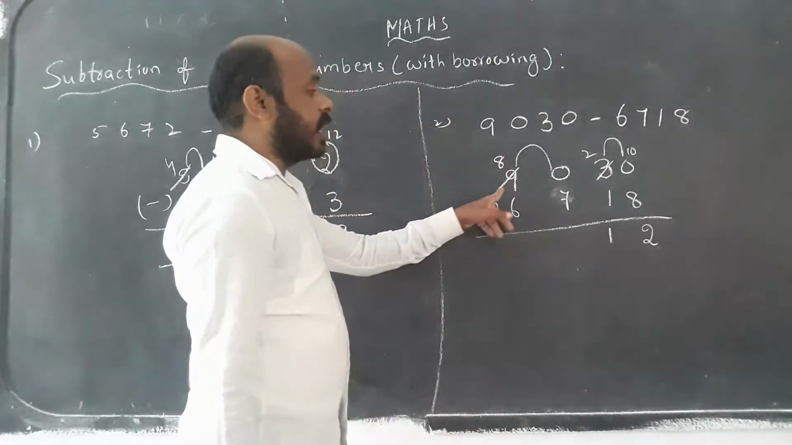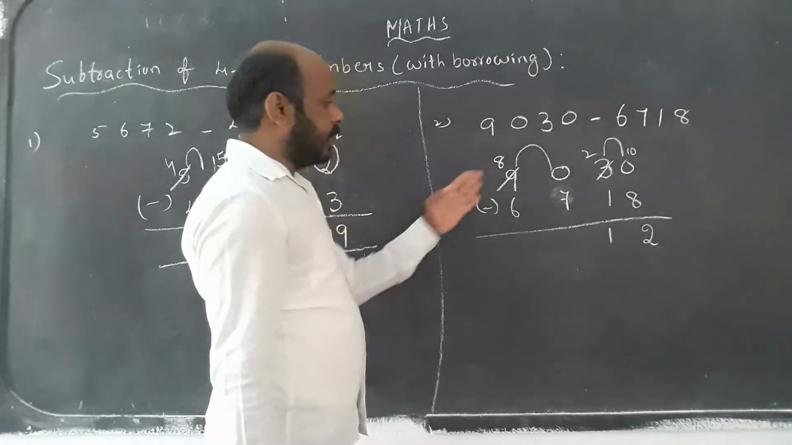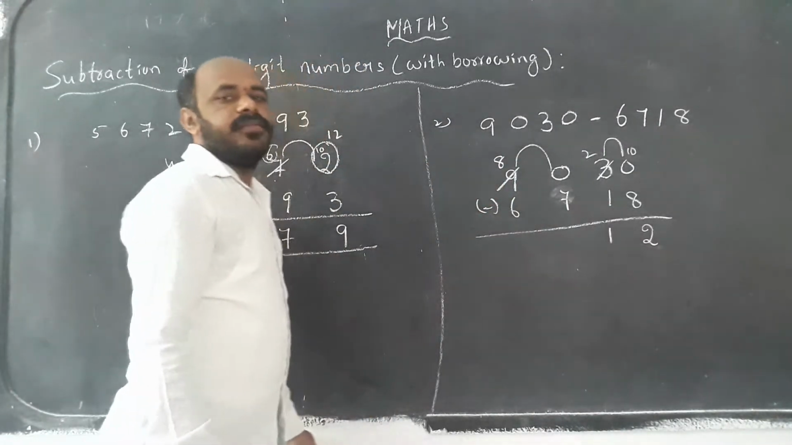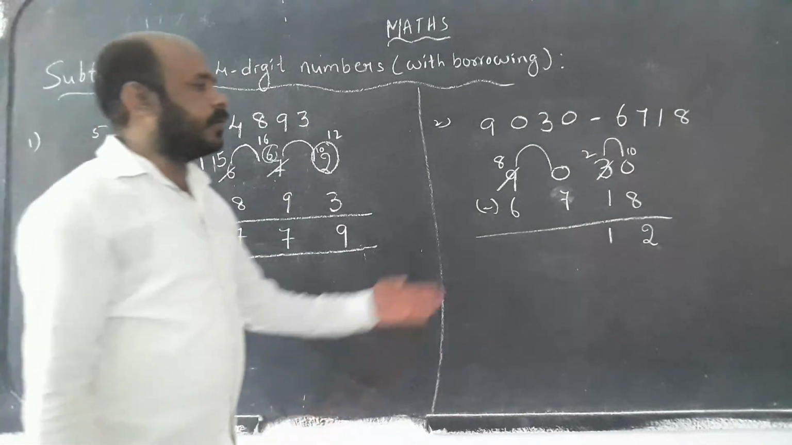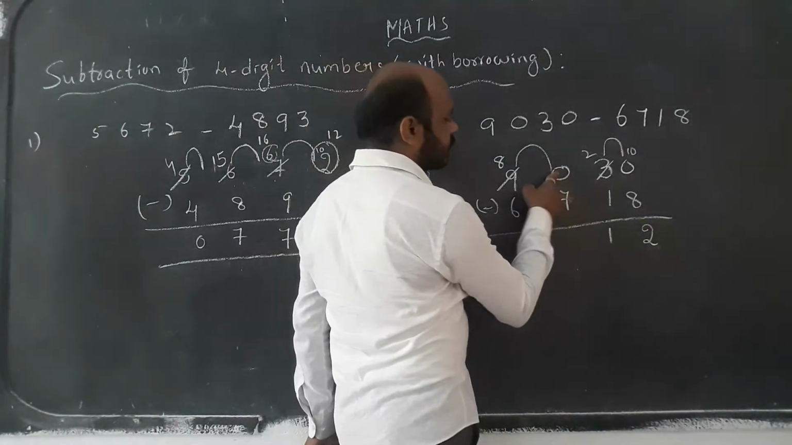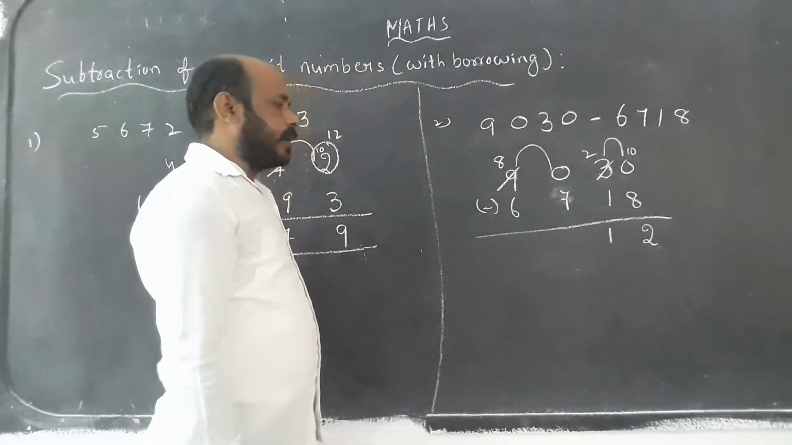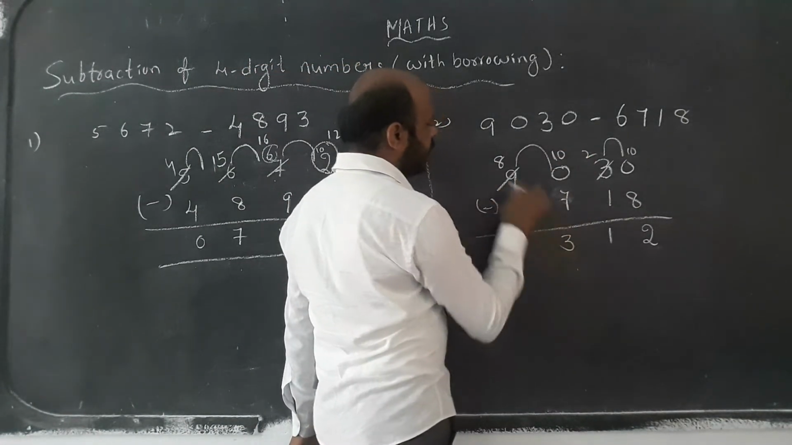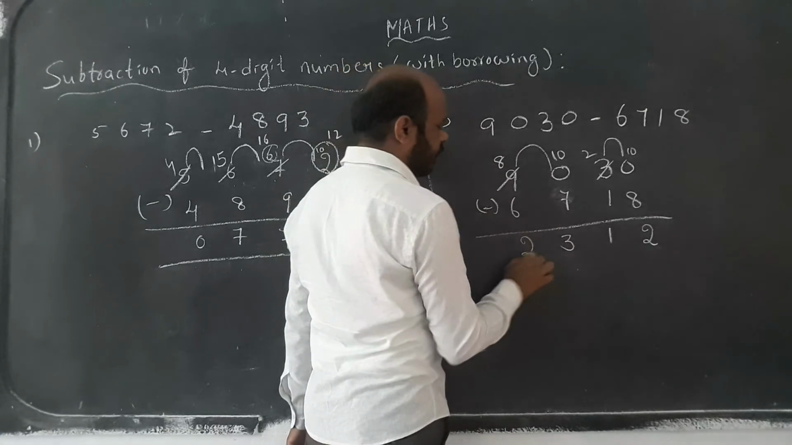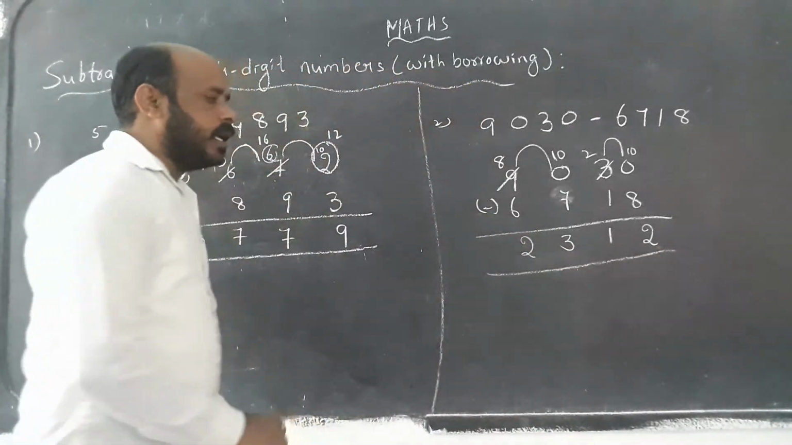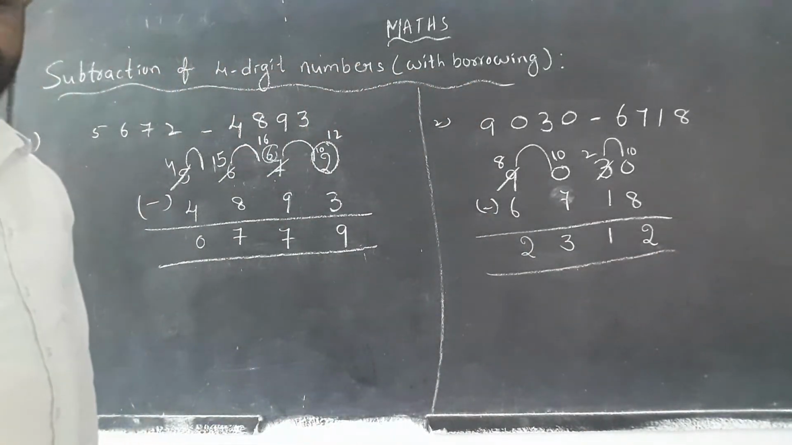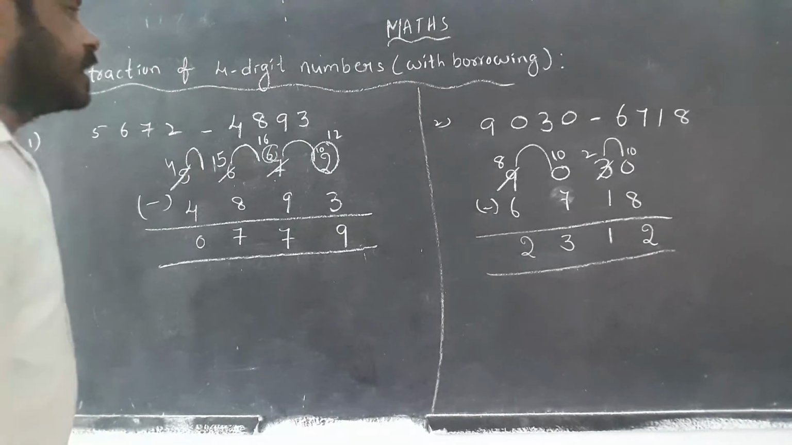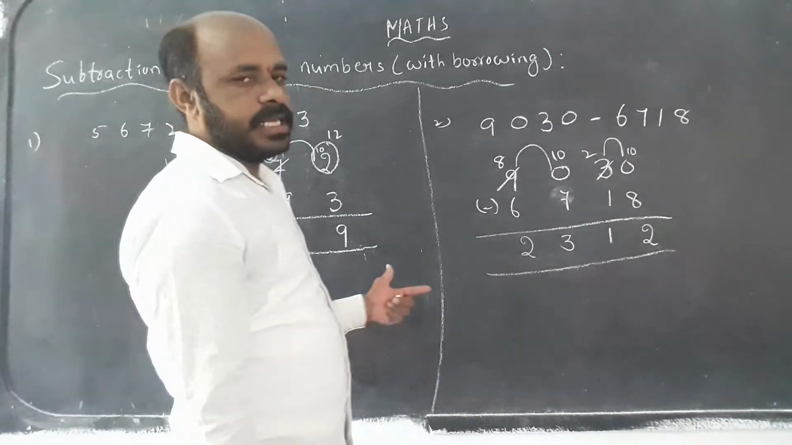Only if we take a borrow does the before number change, and we have to write it. If there is no need of borrow, we don't change the before number. Then 8 is 10. 10 minus 7 is 3. 8 minus 6 is 2. The difference of this, how much did we get? We got 2312. Okay children, this is the subtraction of 4-digit numbers.